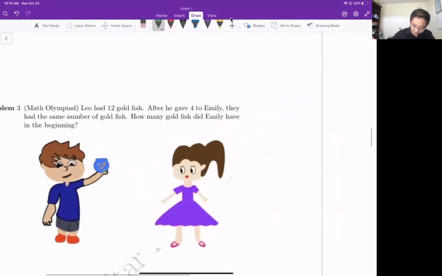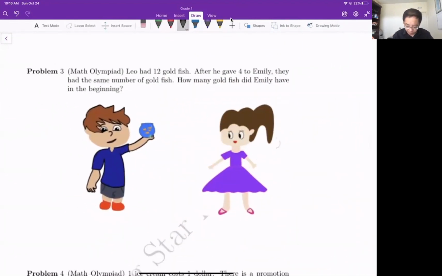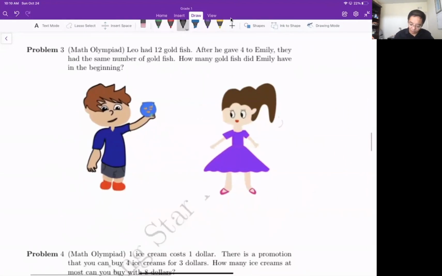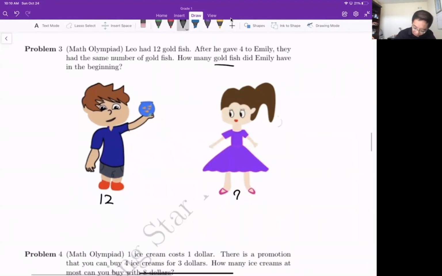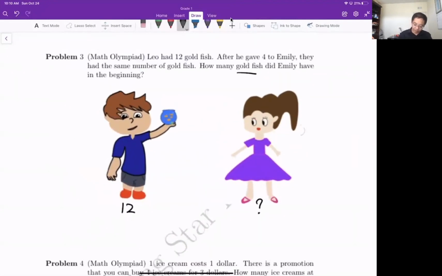Question number 3. Leo had 12 goldfish after he gives 4 to Emily. So Leo started with 12, and they had the same number of goldfish. So how many goldfish did Emily have in the beginning? We don't know, so this is something we need to find out. Okay, so Leo gave 4 to Emily. So he lost 4, so it becomes 8, right? 12 minus 4 is 8. Emily gets 4 more.